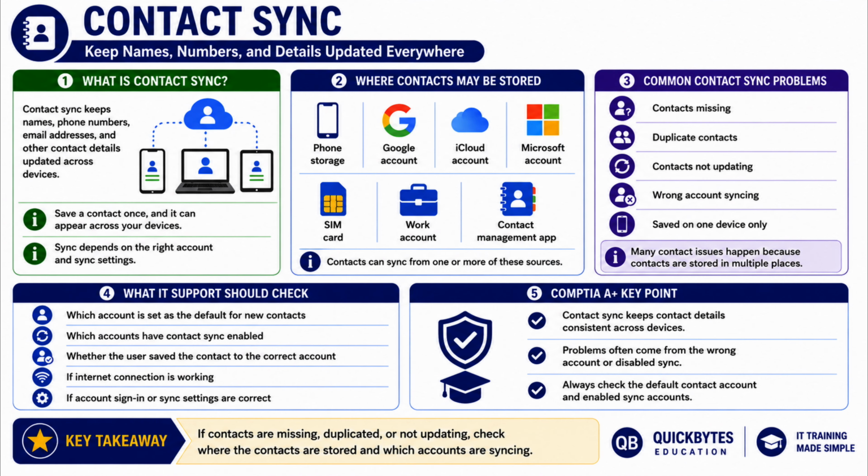Now let's talk about contact sync. Contact sync keeps names, phone numbers, email addresses, and other contact details updated across devices. If a user saves a contact on their phone, it may sync to their tablet, laptop, or cloud account. But contacts can get confusing because users may have contacts stored in multiple places. For example, phone storage, Google account, iCloud account, Microsoft account, SIM card, work account, or a contact management app.